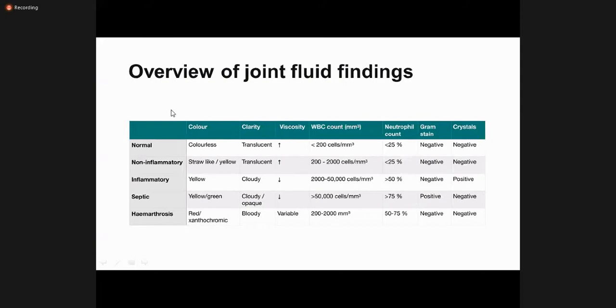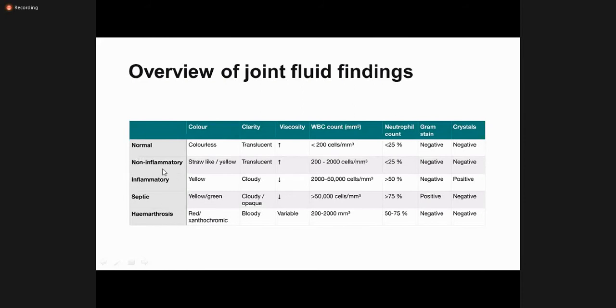This is the overview of joint fluid findings. I have consolidated it, so it's a very nice chart. We can divide the pathology of the joint into non-inflammatory, inflammatory, septic, and heme arthrosis. So we have divided the joint diseases broadly into 4 groups.